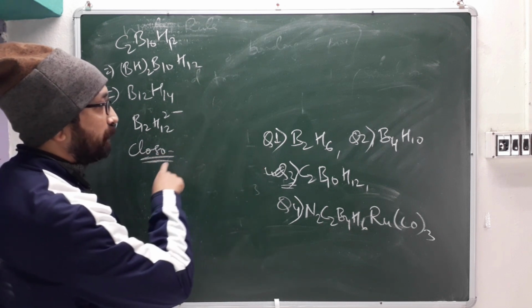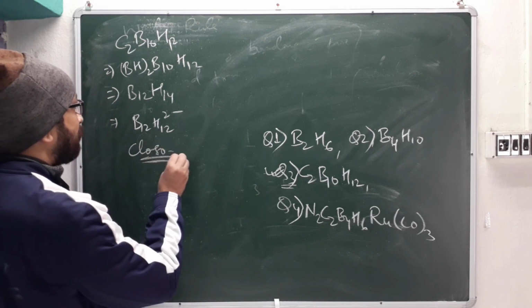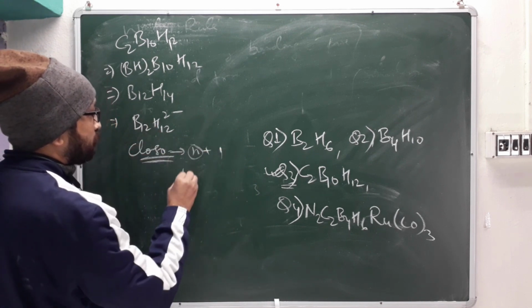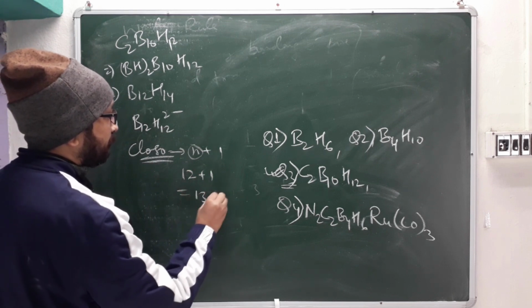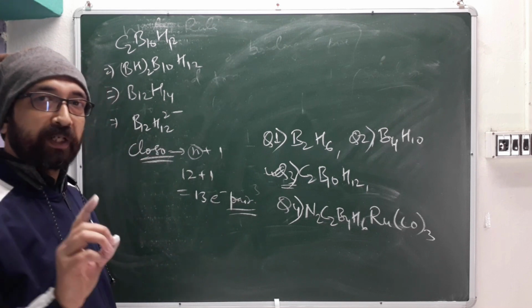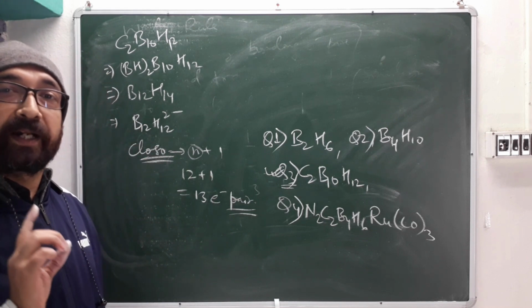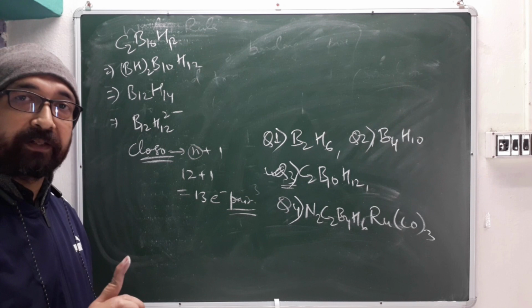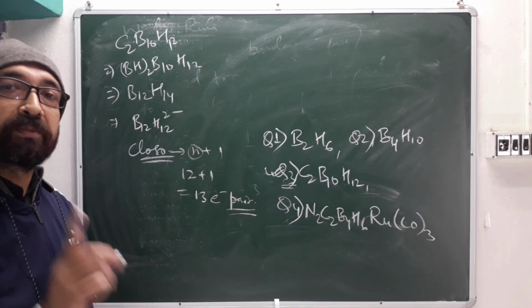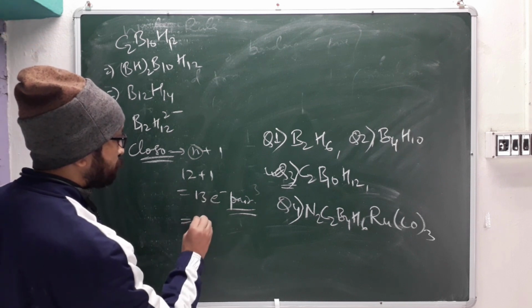And how many skeletal electron pairs are there? How are you going to calculate the skeletal electron pair? If it is closo, it will be n plus 1, where n is the number of boron. So 12 plus 1, it will be 13 electron pair. You have to see whether the question asks for skeletal electron pairs or skeletal electrons. If they ask for the number of skeletal electrons, then it will be 13 into 2. How much?